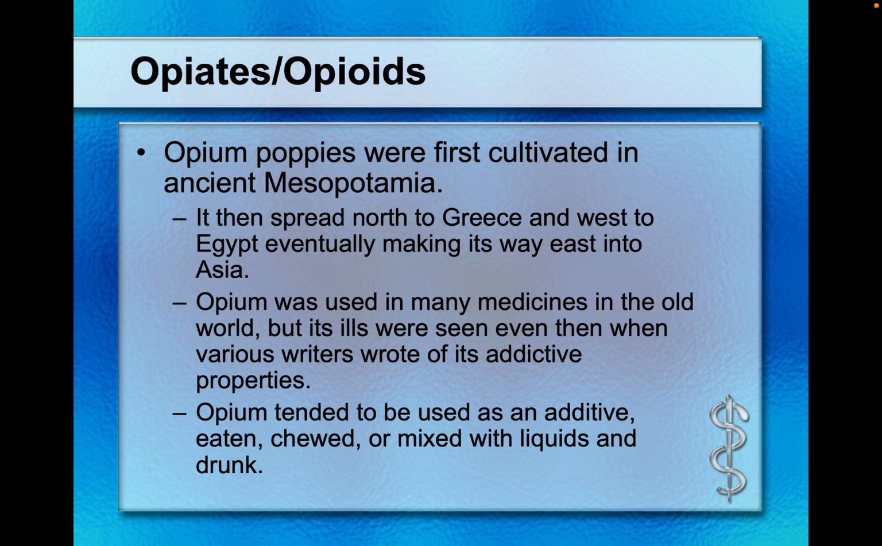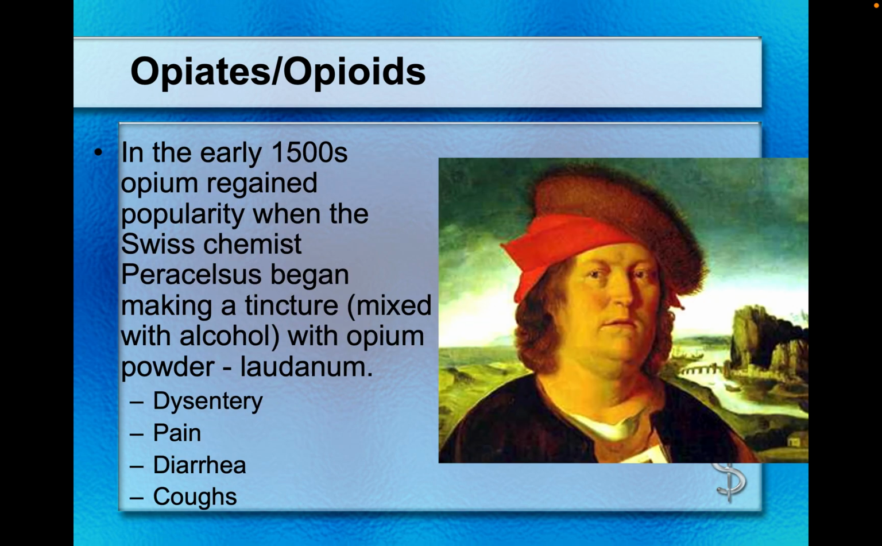Opium was used in many medicines in the Old World, but its ills were seen even when various writers wrote of its addictive properties. Opium tended to be used as an additive, tended to be eaten, chewed, or mixed with liquids and drunk. In the early 1500s, opium regained popularity when the Swiss chemist Paracelsus began making a tincture of opium powder mixed with alcohol, and this was known as laudanum. He used it to treat dysentery, pain, diarrhea, and coughs.